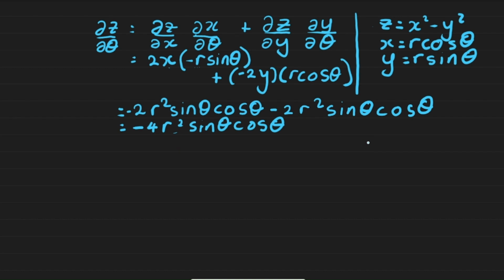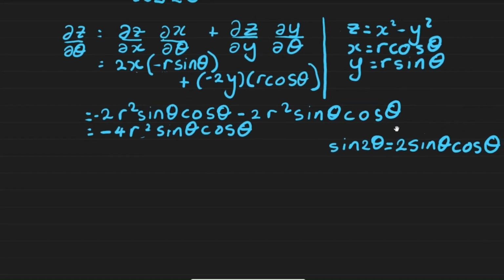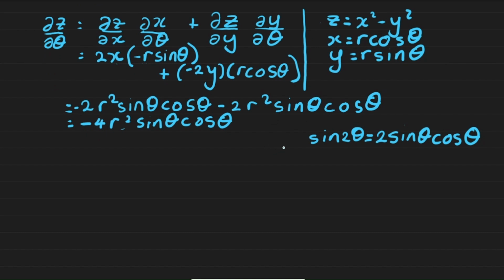So again, if we remember our double angles, we would remember that sine of 2 theta is equal to 2 sine theta cos theta. So if we now substitute this inside our equation, we see that we're left with minus 2 r squared sine of 2 theta. So in this manner, we were able to successfully compute what ∂z/∂r was equal to, as well as ∂z/∂theta. So this was the objective of this video, and we were able to show this through this example.